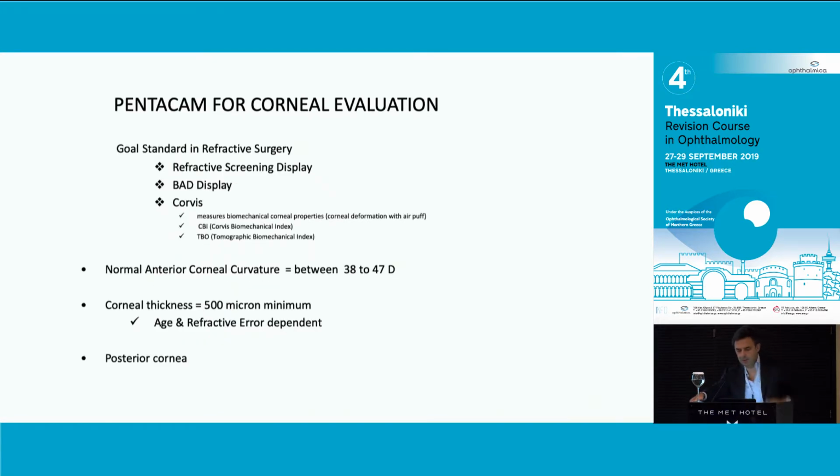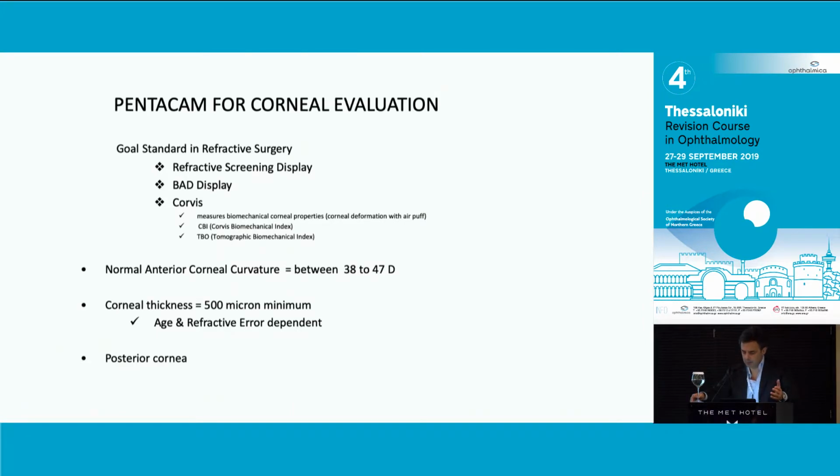Pentacam, I think, at the moment is still the gold standard in refractive surgery simply because it's so common to have a Pentacam in clinic, and because there are special displays that make it almost idiot-proof to understand if the patient is suitable for laser vision correction or not.